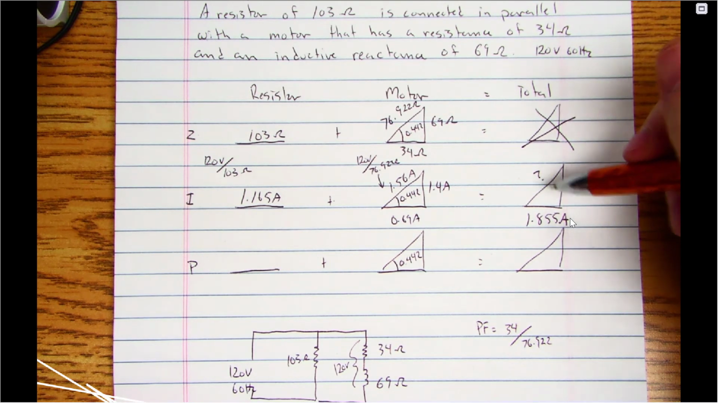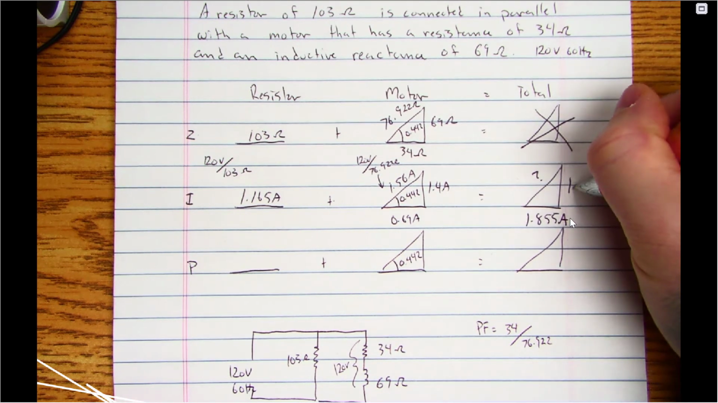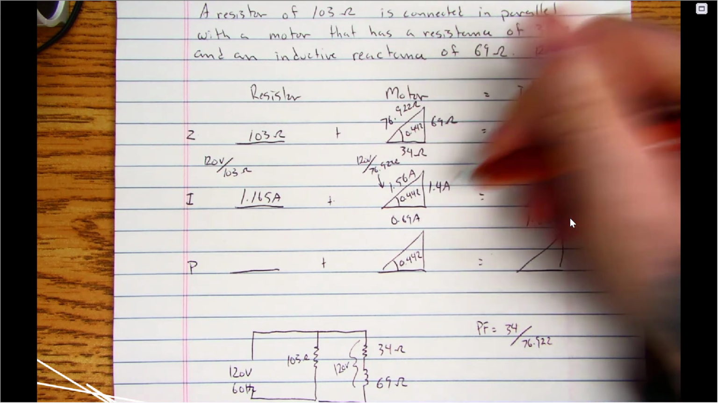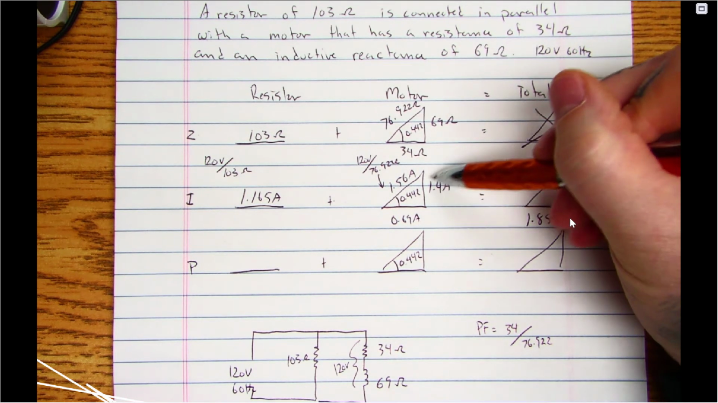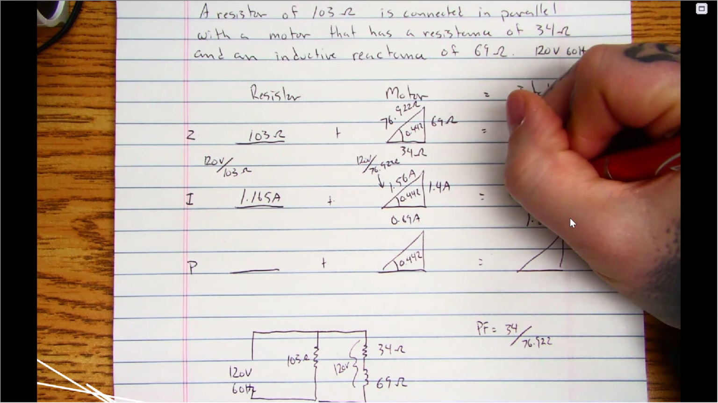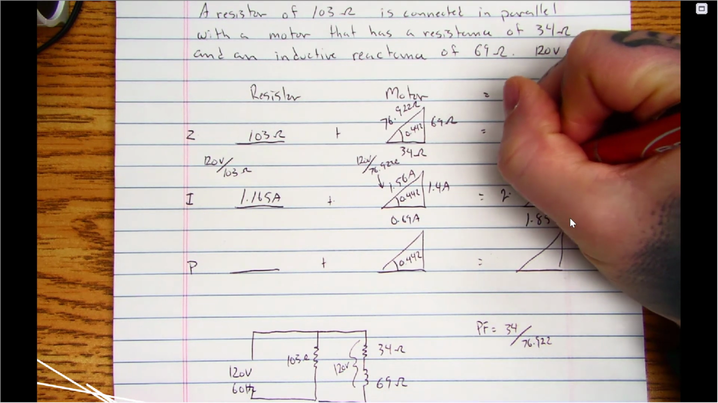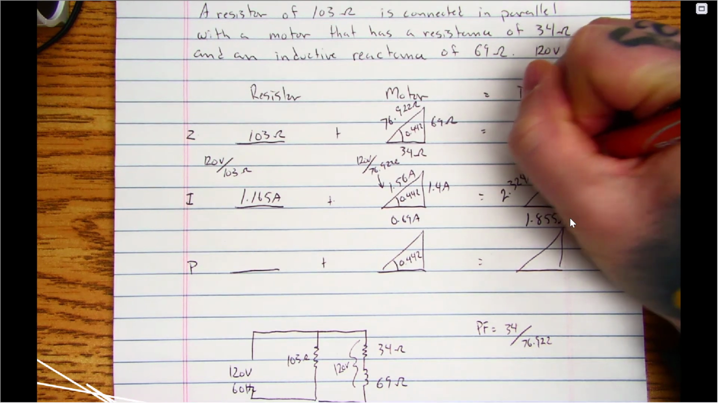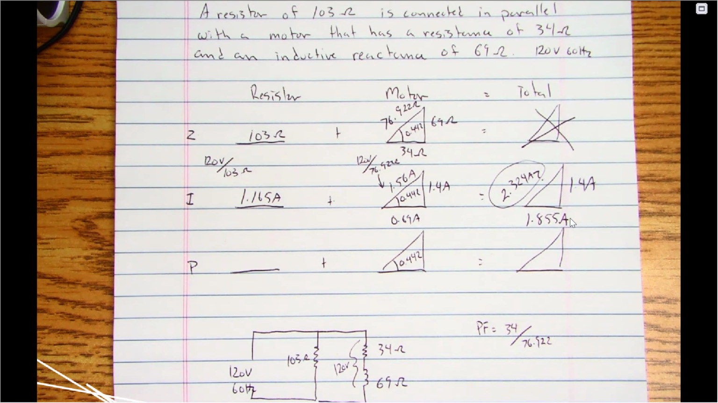Now I can also bring this 1.4 over because it's going to add with any other reactive component in the circuit, but there is no other, so we just bring that straight across. Then I use Pythagorean theorem to solve for the total current, and I get 2.324 amps. So that is the answer to the question.